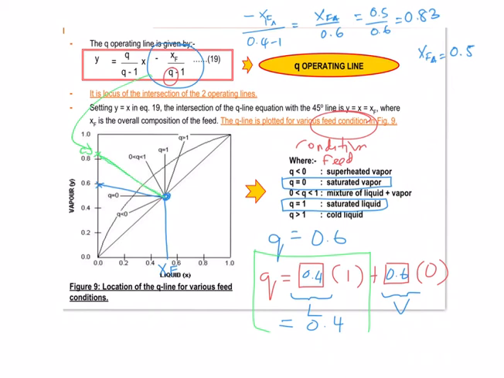Next, once you have these two lines, you just connect the two lines. Maybe your EOL line goes this way, I don't know, just assume. Now, if you have your xB here, you just connect the line at the intercept between the EOL and QOL.